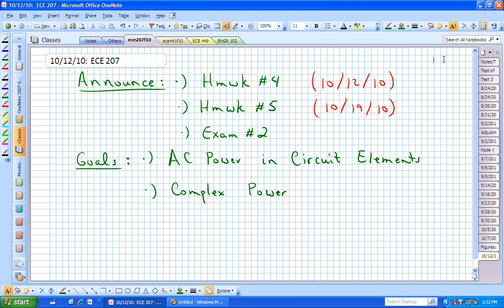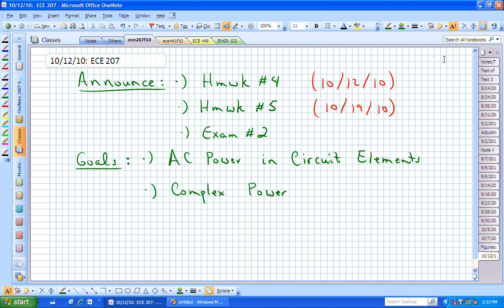Let's get started. Today what I want to do is talk about AC power in circuit elements, and that will lead us naturally, I hope, into this concept of complex power, which is a generalization of the power that we've been talking about. When we were talking about DC circuits, we had power in the resistor, which was I squared R. We've now generalized that R resistance to encompass Z's or impedances, and we now can associate impedance with not just resistors, but inductors and capacitors.